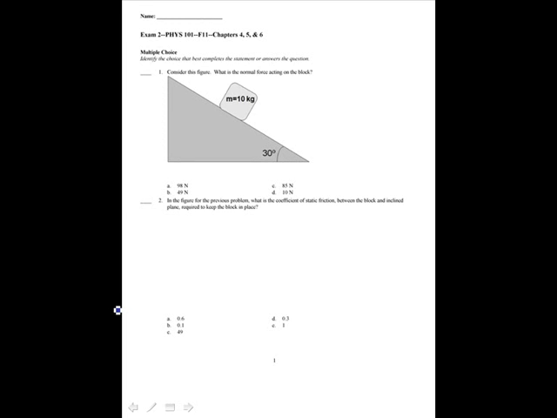Okay, this is exam 2 for physics 101. First question, consider this figure. What is the normal force acting on the block? Well, first I just want to draw what are my force vectors. So I have my normal force acting up and my weight acting down.